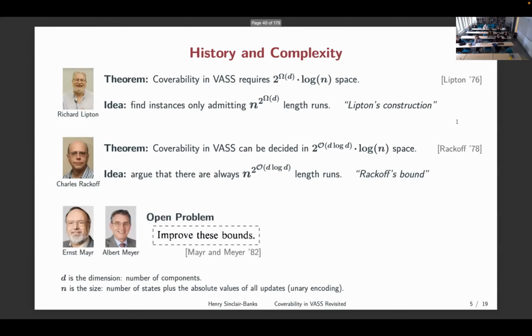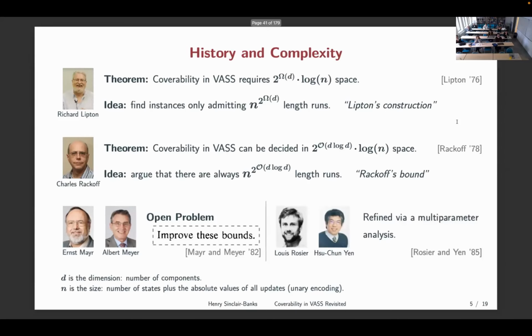And there was a question asked a few years later by these two chaps, you may know, Mayr and Mayr. It wasn't really a question. It was like a demand, like improve these bounds, right? They really wanted to see that log d factor shaved or the lower bound improved.